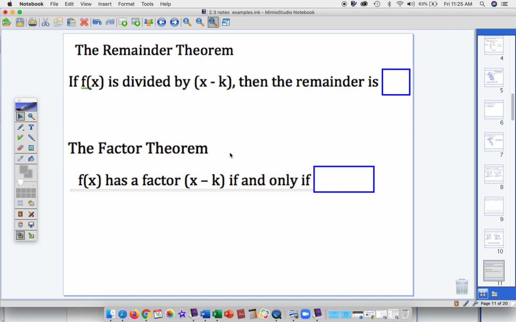And that leads us to the remainder theorem. The remainder theorem says if f of x is divided by x minus k, then the remainder is f of k. And that's what you were doing in the warm-up. You were evaluating f of k. We did the division by x minus k, and you should have found that the remainder of that division is equal to f of k. So this leads into the factor theorem, which says that f of x has a factor, x minus k, if and only if f of k is equal to 0.